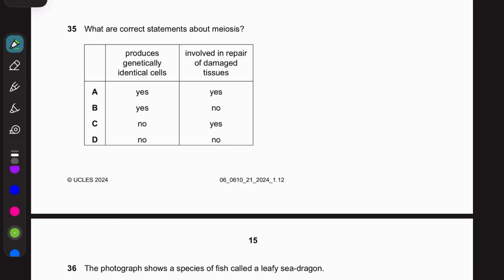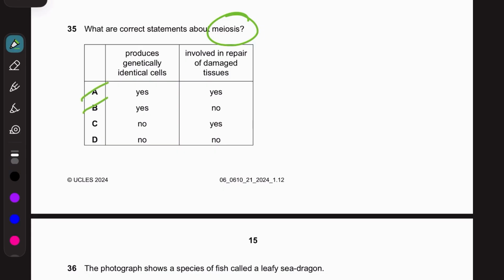Okay, so 35. What are correct statements about meiosis? Remember, meiosis is when you have diploid cells and then they will split in half to make a total of 4 haploid daughter cells, right? And this only happens in the sex cells, the sperm and the egg. So meiosis does not produce genetically identical cells, and therefore we will rule out A and B.